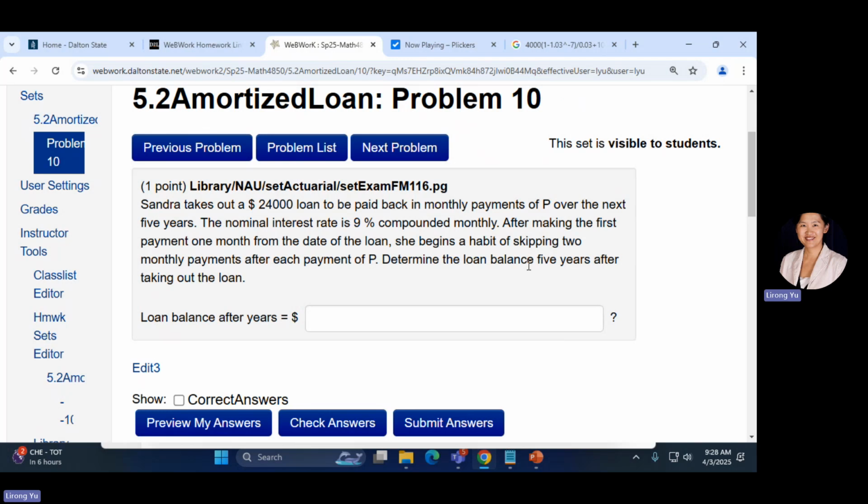So 5 times 12, 60 payment. 9% compound monthly. So it's interest per month. You're making the payment. 5 years after.